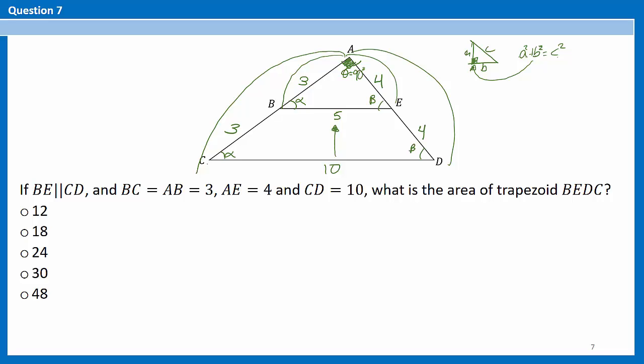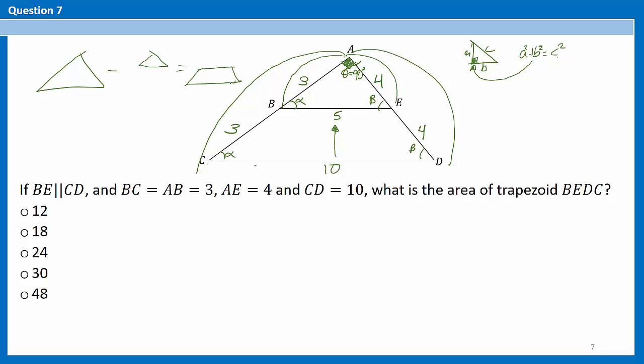And if I want to know the area of the trapezoid, instead of going for the base and the height of the trapezoid, I can do a difference of triangles. I can do the big triangle minus the small triangle. That gives me the base, which is the trapezoid.